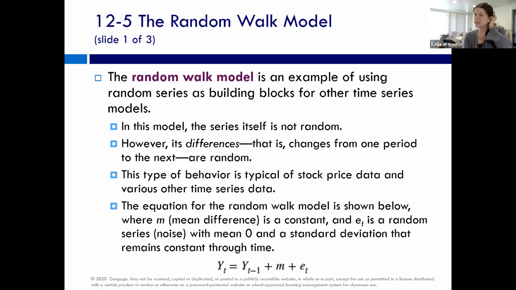Okay, so now we're going to get into just a couple different kinds of models, just for your awareness, so that when you look at visual inspection of time series, you can get an idea for what might possibly be going on. So random walk models: the series itself is not random, but the differences, the changes from one period to the next, are. This is very typical of stock price data, if you need an example in your mind of what that would look like.